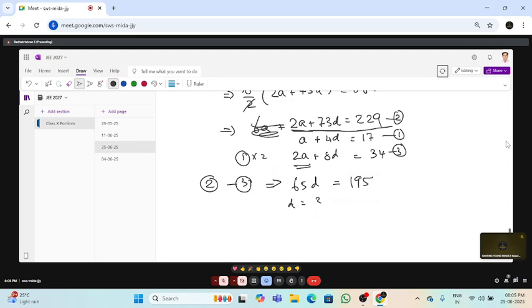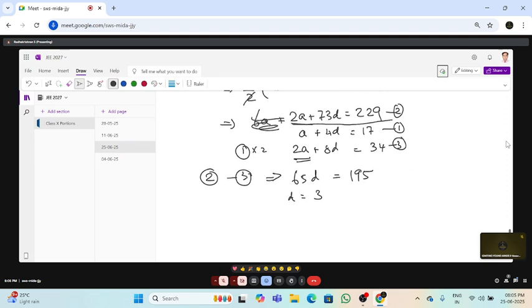That means D equal to 3. Okay, D equal to 3. And again A plus 4D equal to 17. So A plus 4D, 4 into 3, 12. This gives us A equal to 17 minus 12, 5. So we have A equal to 5, D equal to 3.